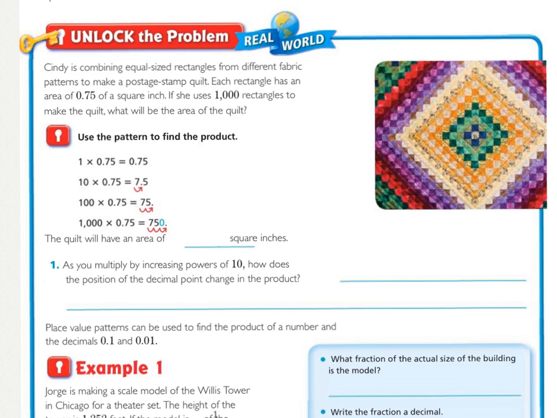Squiggle underline what you're being asked to find. Circle the important information, mainly numbers, and then underline any keywords to help you know which operation you would be performing.